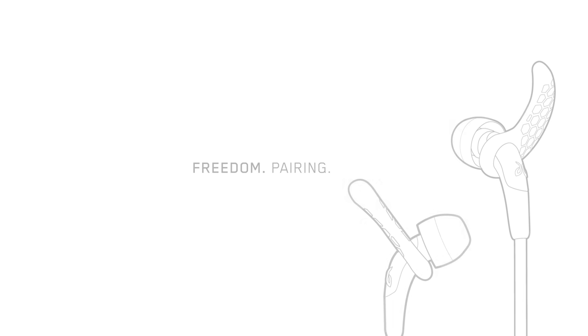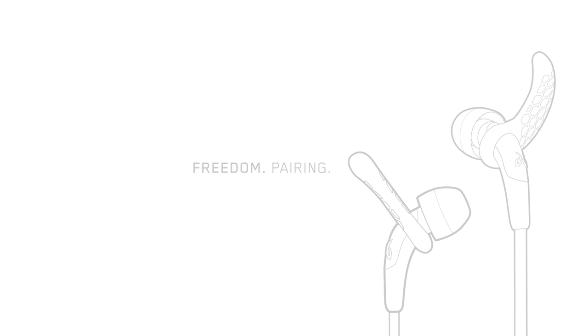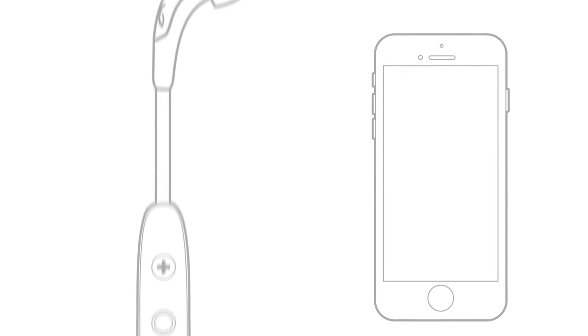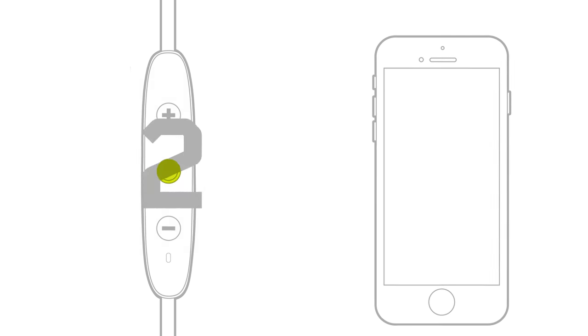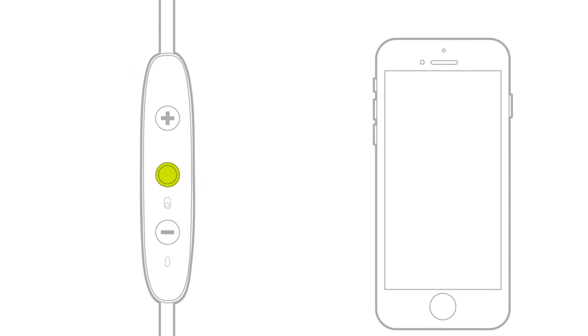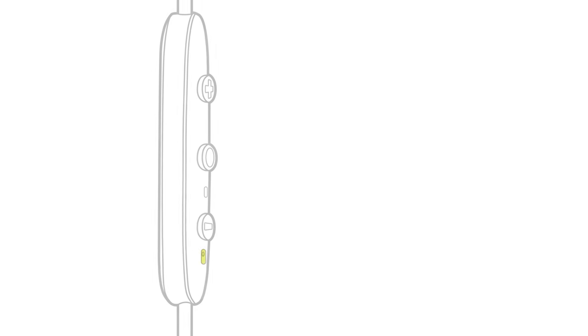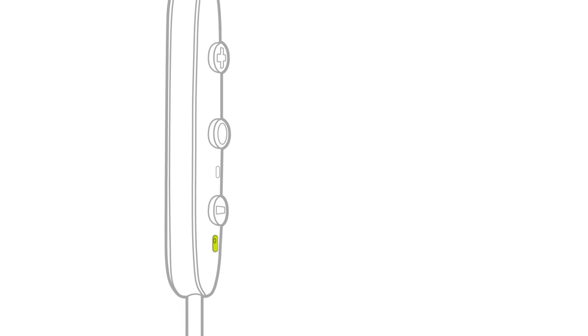With your Freedom Buds charged, you're ready to pair. Position your headphones within 1 meter or about 3 feet of your phone or music device, and press and hold the middle button on the controller for at least 4 seconds, or until you hear the voice prompt searching for your music device. The LED status indicator on the controller will also flash red and green.